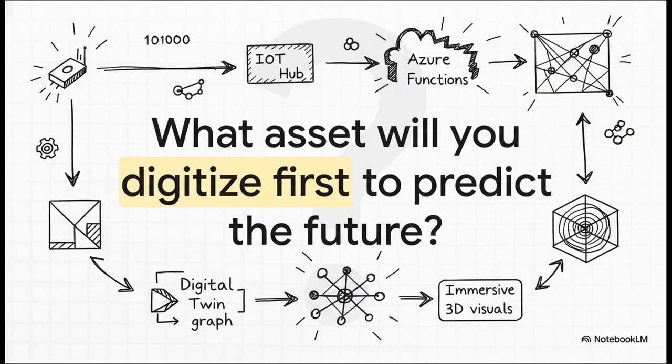We've traced the incredible journey of data, starting from a physical sensor, moving through the IoT Hub, being processed by Azure Functions, mapped right onto a live digital twin graph, and finally routed out to advanced analytics and immersive 3D visuals. The architecture is all built and waiting for you. So I'll leave you with this provocative thought. What physical asset will you digitize first to track the past and predict the future?